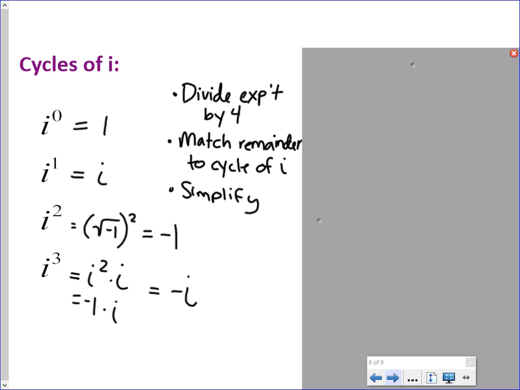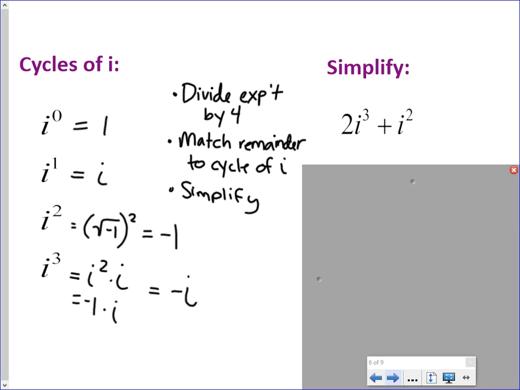So we'll start with an easy example of simplifying. If I give you something like 2i cubed plus i squared, I need you to simplify that so that it looks like a plus bi. In a plus bi, the highest exponent for i can be 1. So we need to get rid of this i cubed and i squared.